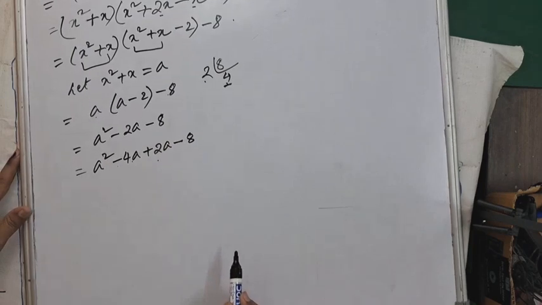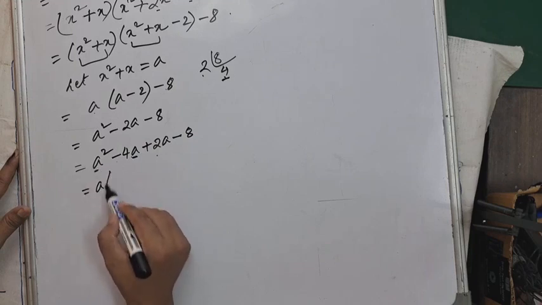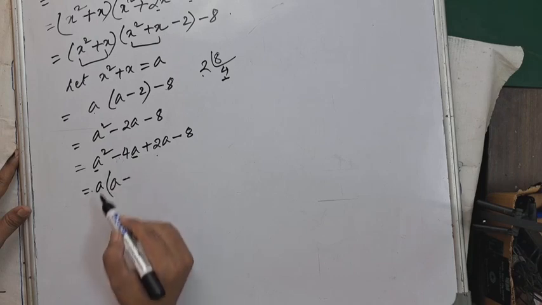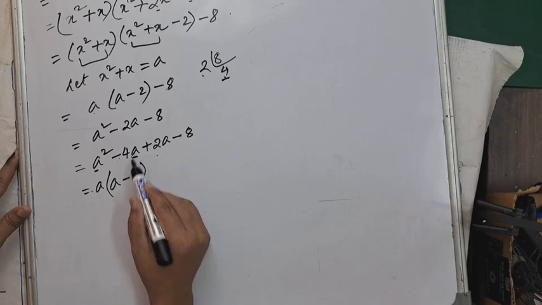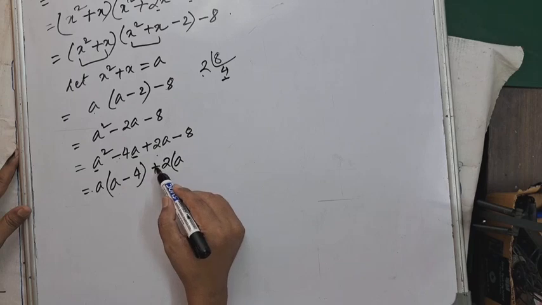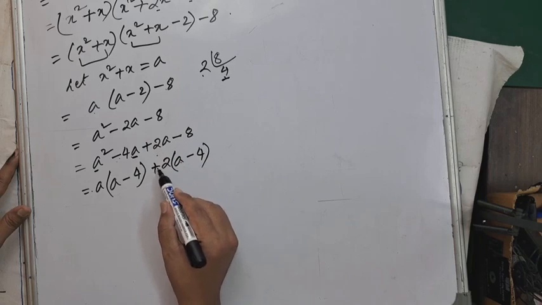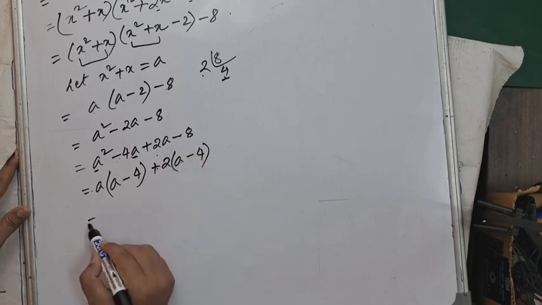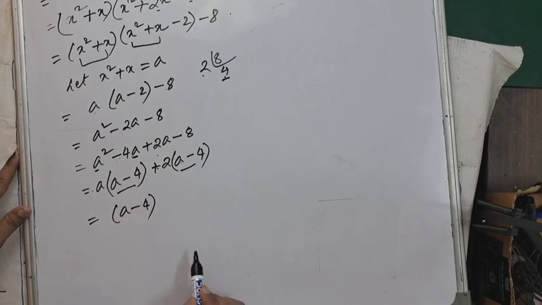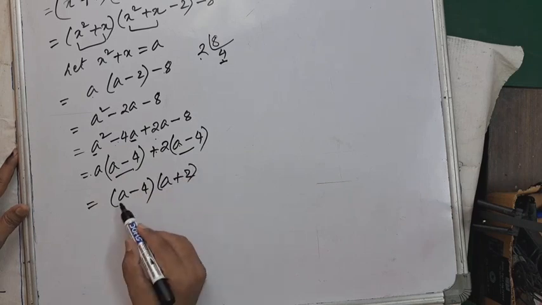Okay, now we can take common. Here we have a, and here also we have a. We take a as common. A into a will give us a square, plus into minus will give us this minus. A into 4 is 4a, plus we have 2 common. 2 into a is 2a, plus into minus is minus, 2 4s are 8. Now we have a minus 4, so we take a minus 4 common, and then within the bracket we have a plus 2.